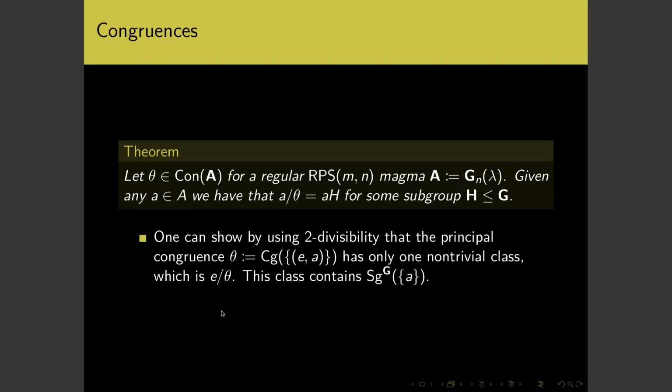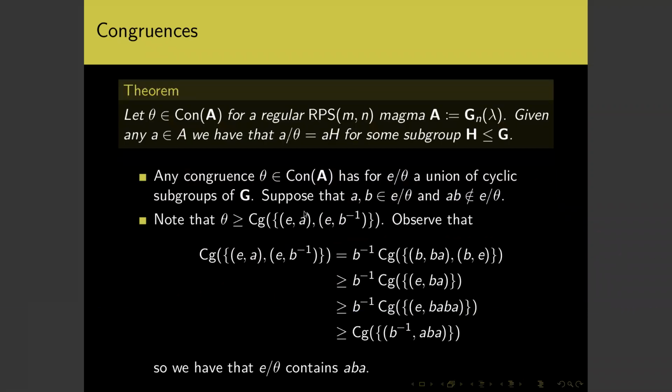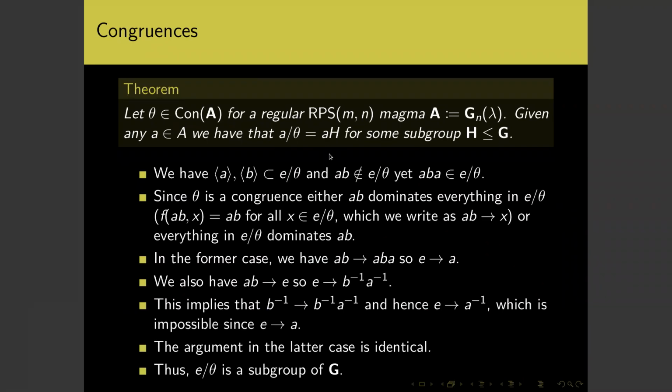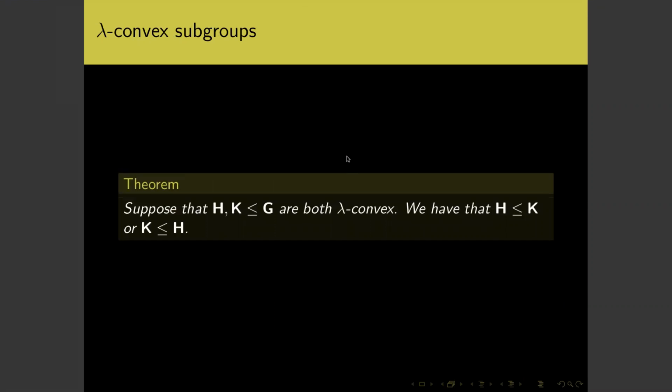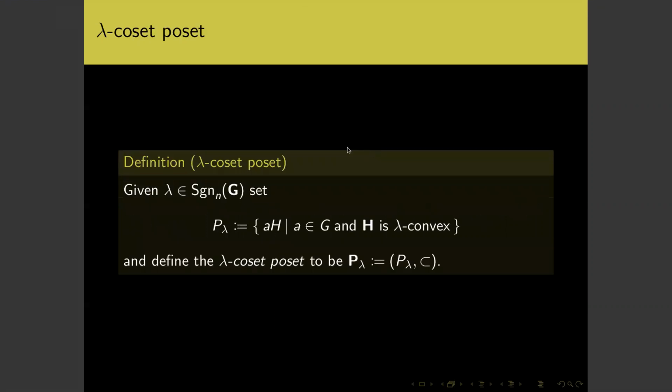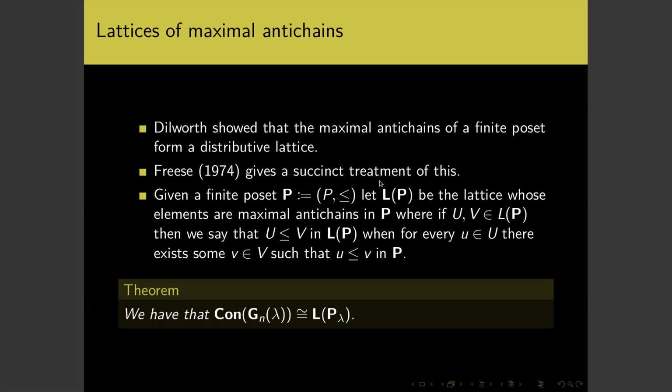Okay. We can also examine the congruences, and it turns out, although I won't give the argument, that the congruences are essentially given by partitions of the group into cosets of subgroups. And that's a bit of an argument as well. And so from this, we can completely describe what the lattice of congruences of the regular n-ary rock, paper, scissors magmas looks like. It turns out to be the distributive lattice of the maximal anti-chains of this poset that we can construct from our magma. And so then we're able to describe those congruence lattices completely.